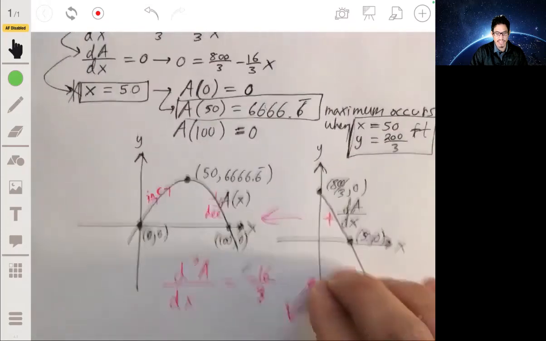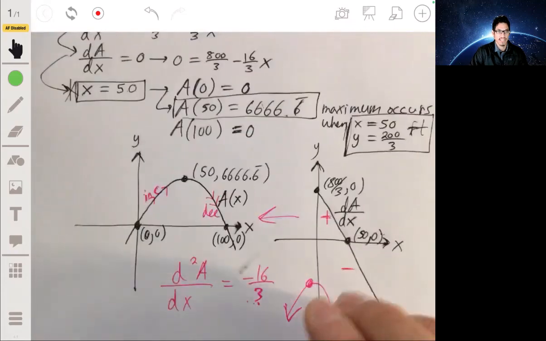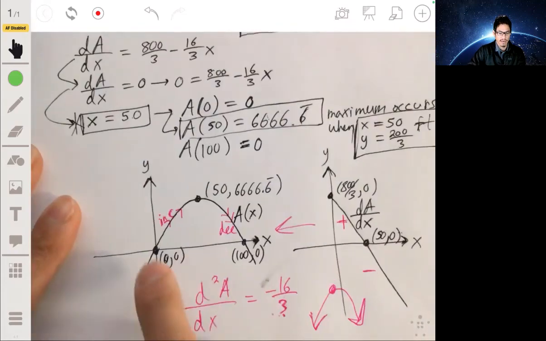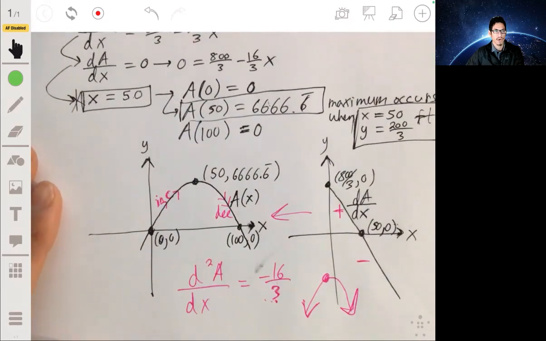Well, technically, this wouldn't be the maximum of the second derivative. This just tells you that the graph, the function, is concave down. So again, that's another way. So keep that in mind when you're working through these problems.